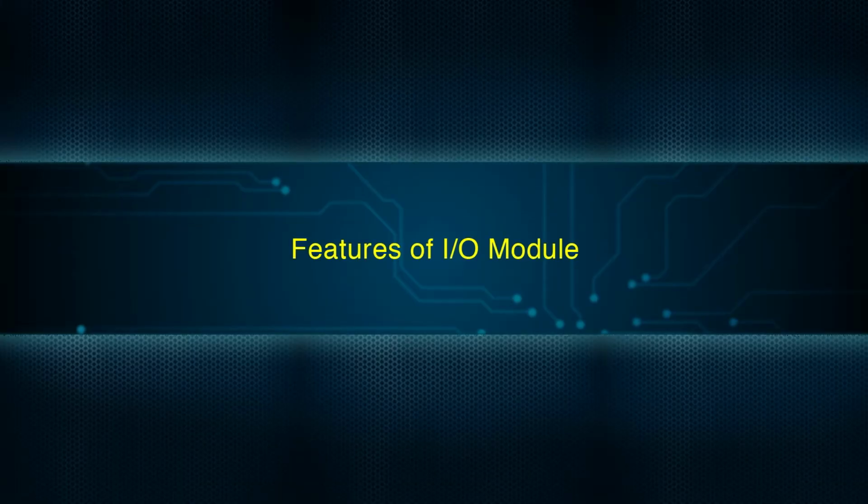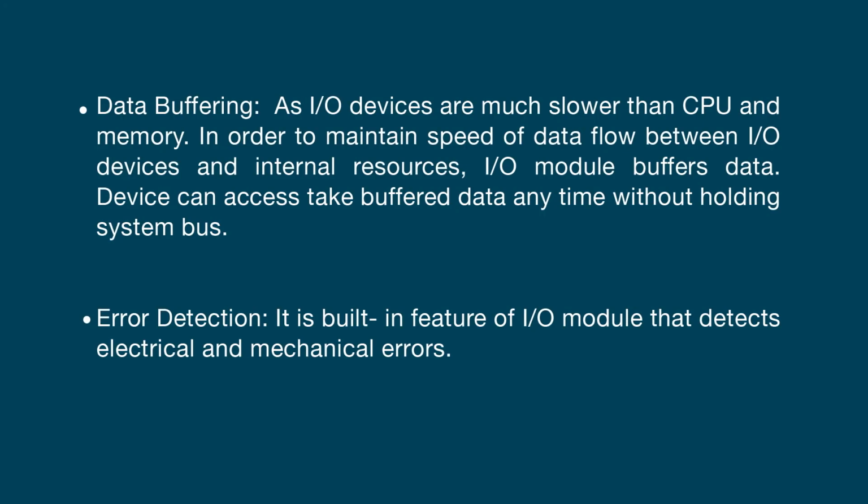Features of the I/O module. Data buffering. As I/O devices are much slower than the CPU and memory, in order to maintain the speed of data flow between I/O devices and internal resources, the I/O module buffers data. Devices can access buffered data anytime without holding the system bus. Error detection. It is a built-in feature of the I/O module that detects electrical and mechanical errors.